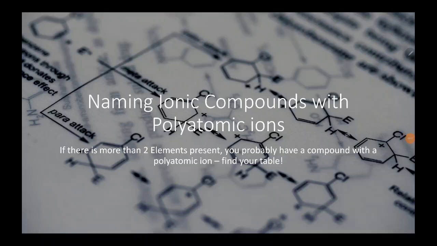Next, we will look at naming ionic compounds with polyatomic ions. A good indication that there is a polyatomic ion involved in your ionic compound is if there are more than two elements present, and one especially is a metal. Then you probably have a compound with a polyatomic ion. You can use the polyatomic ion table from your text to help you answer these questions.